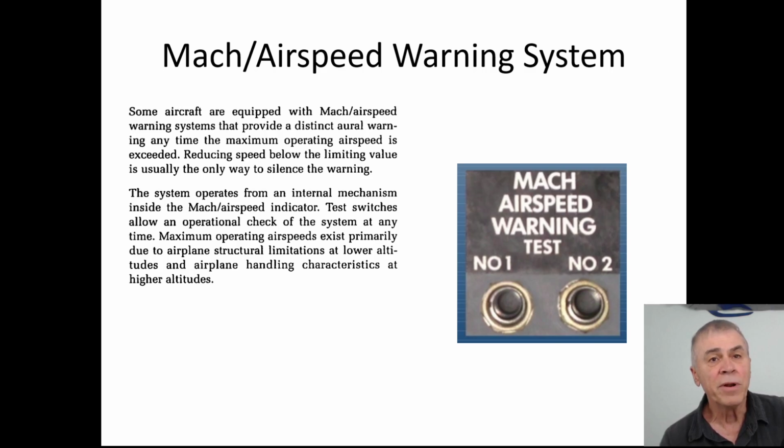The system operates from an internal mechanism inside the Mach airspeed indicator. Test switches allow an operational check of the system at any time, and that's what's shown here, the little test buttons. Maximum operating airspeeds exist primarily due to the airplane's structural limitations at lower altitudes and the airplane handling characteristics at higher altitudes. So structural limitations, especially when you're low, and handling characteristics when you're at a higher altitude.